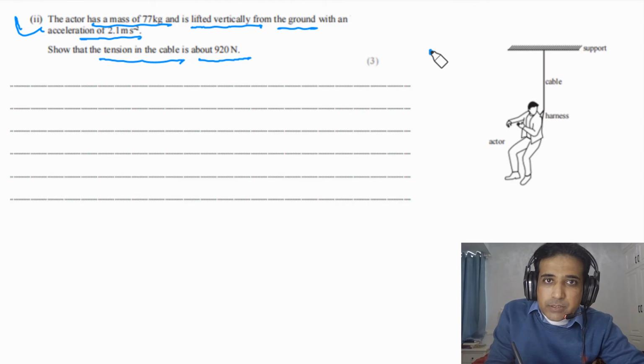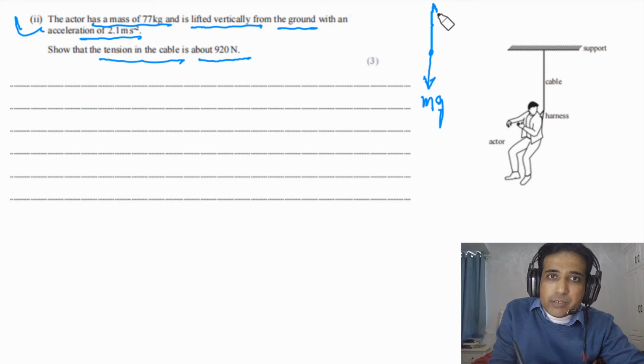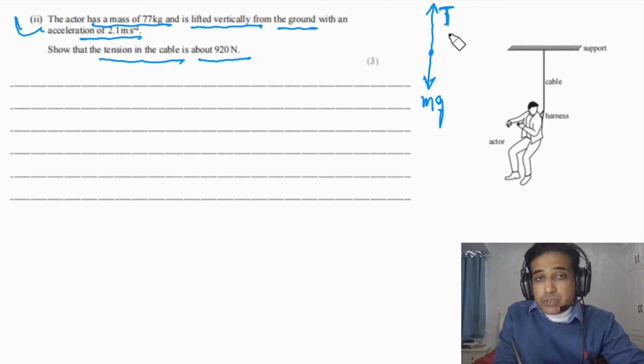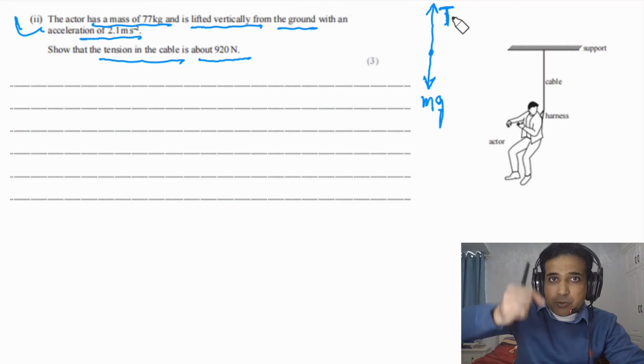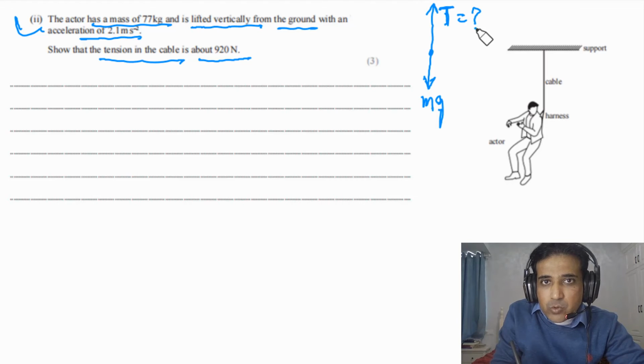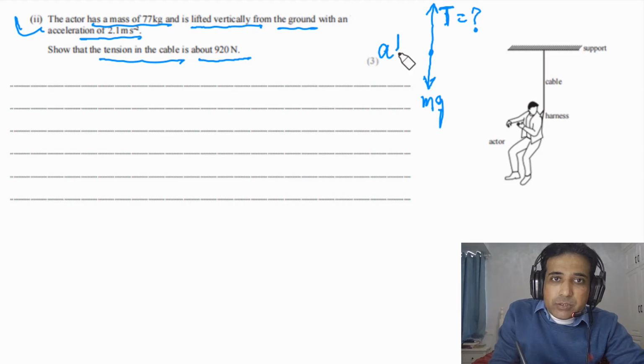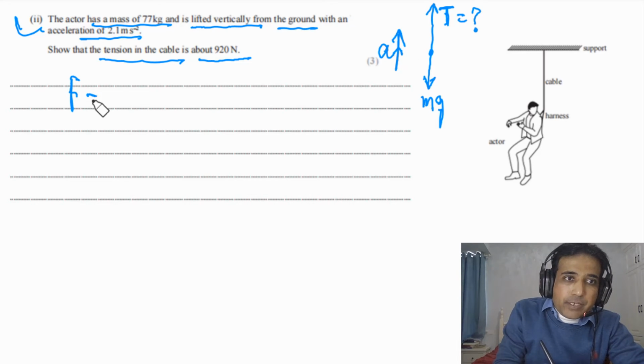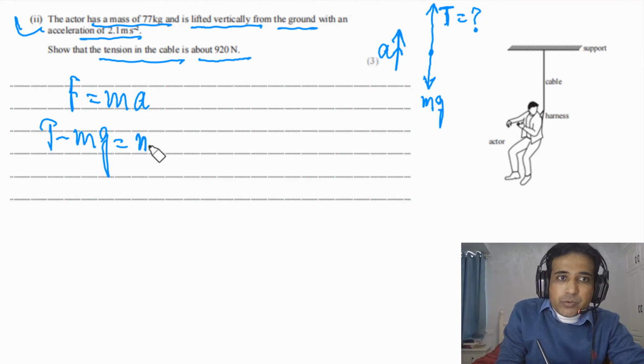As we already discussed, there are 2 forces acting on the actor along the vertical. One is mg, acting vertically downwards, and one is the pulling force. We can say this is tension in the string, or a better way to say it is the pulling force acting upwards. For this question we need to find the value of T, and acceleration in this case is vertically upwards. So we can start with F net equals ma, and F net has to be equal to T minus mg, and this will be equal to ma.